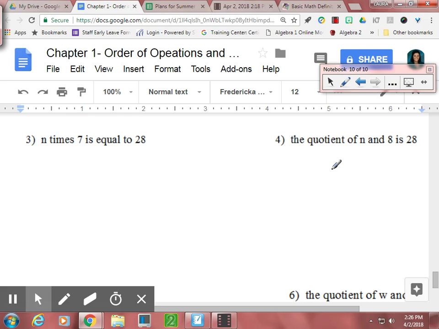Okay, our next one. N times 7 is equal to 28. Well, times is to multiply, is equal to, so N times 7 is equal to 28. And again, you could solve that pretty easily because you know what times 7 gives you 28. Well, that would be 4.